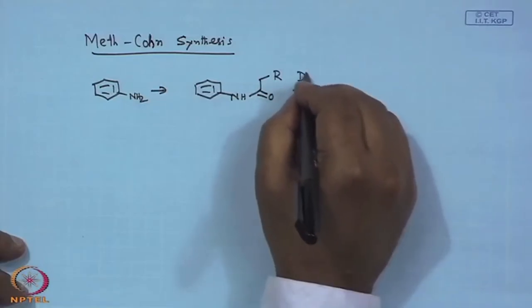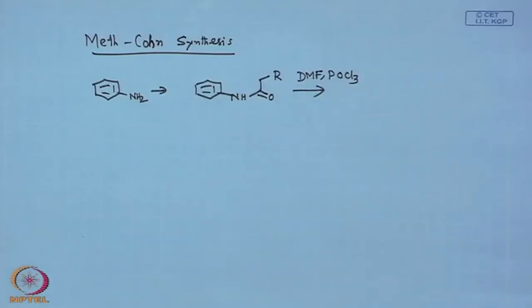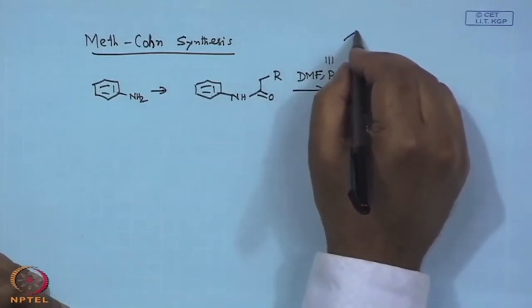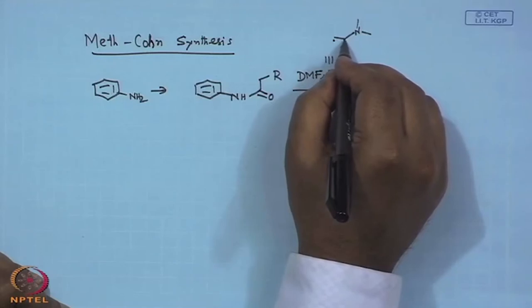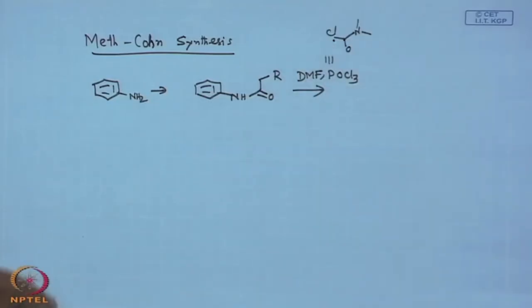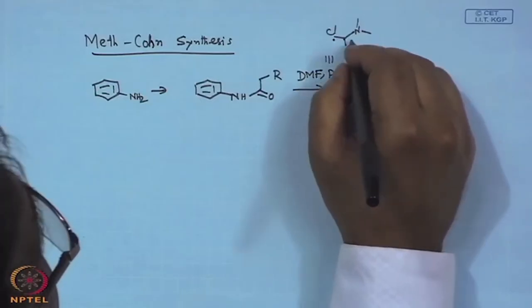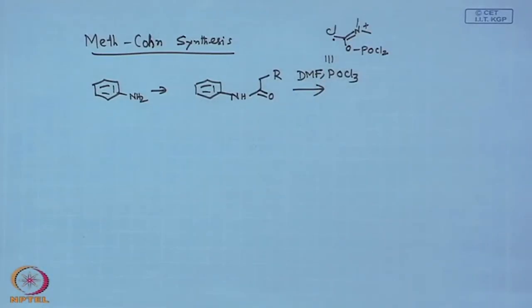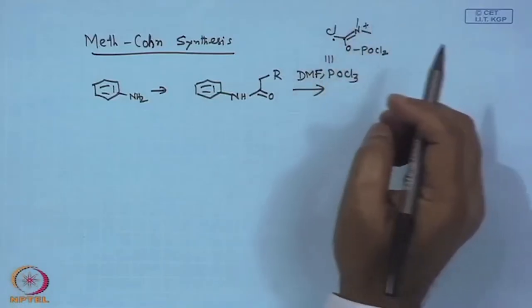Now, DMF and POCl3, this is a pretty useful reagent though. This is the Vilsmeier reagent. It is equivalent to DMF, if you know what that is. So that means nitrogen, right? And this is chlorine, right? OPOCl2, right? So basically, the oxygen of DMF displaces one chlorine from the POCl3. So this is a very active electrophile, very active electrophile.